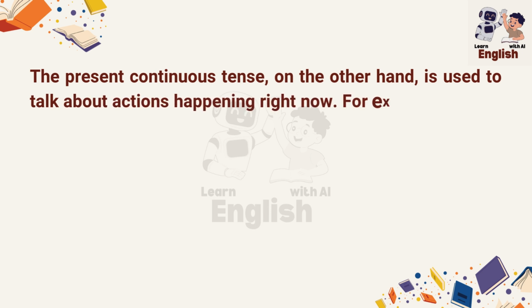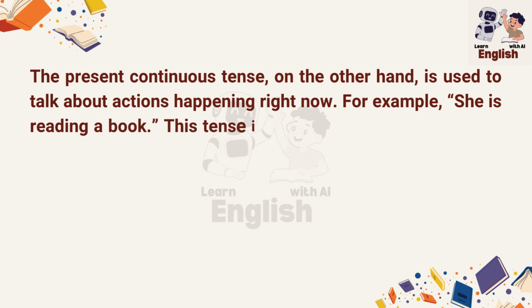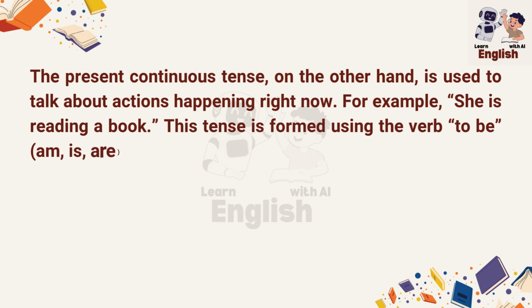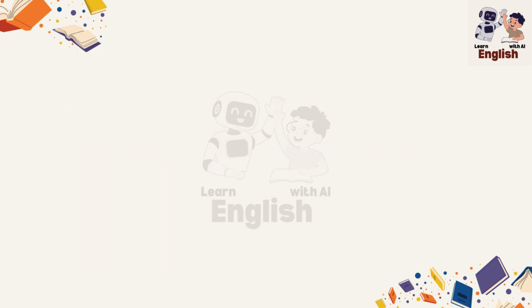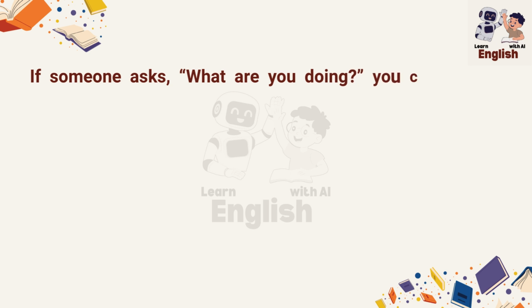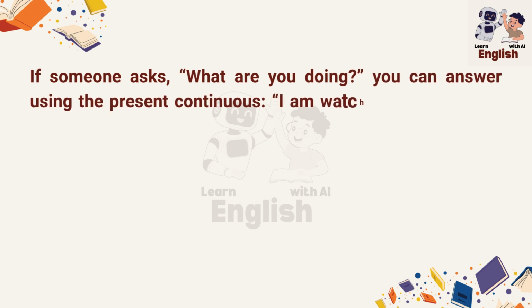The present continuous tense, on the other hand, is used to talk about actions happening right now. For example, she is reading a book. This tense is formed using the verb to be, am, is, are, followed by the main verb with ing. If someone asks, "What are you doing?" you can answer using the present continuous. I am watching a movie.